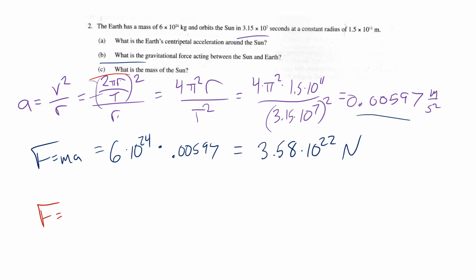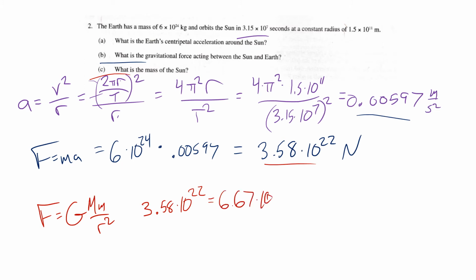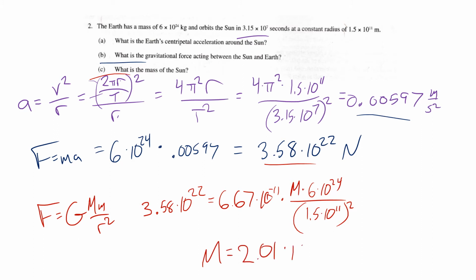All right, doing some gravity here. G, big M, little m over r squared. Alrighty, I know the force. I figured it out just a second ago. 3.58 times 10 to the 22, and that's going to equal 6.67 times 10 to the negative 11 times big mass of the sun, which I don't know yet, times 6 times 10 to the 24 for the Earth, divided by the radius of 1.5 times 10 to the 11, squared. Solve, solve, solve. M is equal to 2.01 times 10 to the 30.